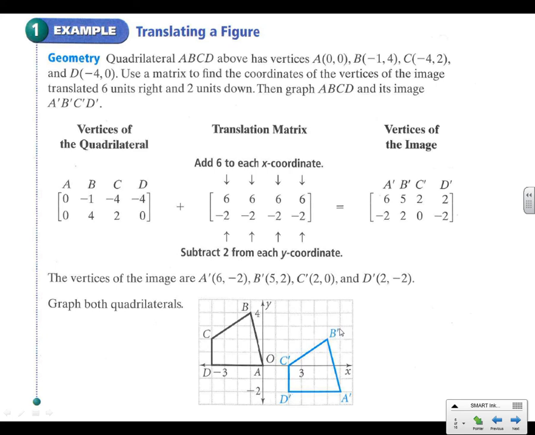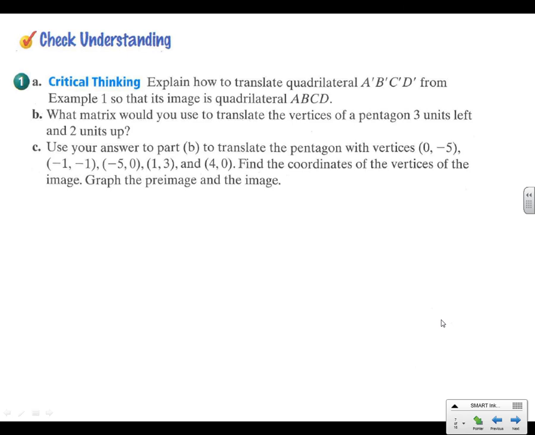And these little tick marks, we're going to call these prime. So A prime, B prime, C prime, and D prime. All right, so our new image is over here. A prime, B prime, C prime, and D prime. It's been moved over 6 and down 2 from our pre-image of A, B, C, D. Okay, and when I say moved, it's been translated. Translate is the word we want to use. All right, so take a second, see if you can use what we just did to answer 1A, B, and C.